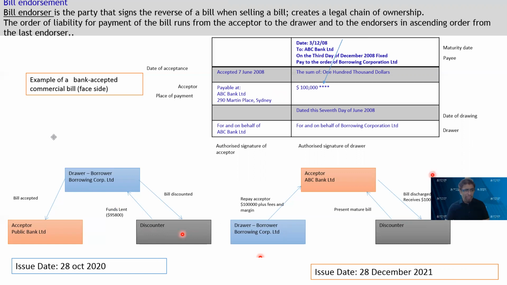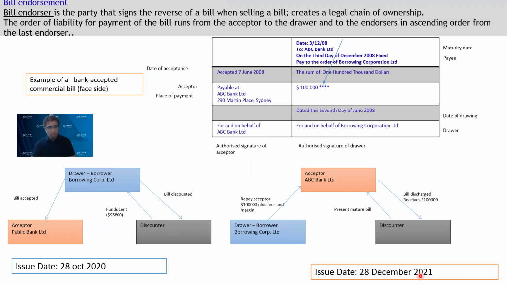Now, what would happen on the 28th of October 2021? The normal practice is that the discounter will provide the bill to the bank. The bank will take from the borrower and pay to the discounter, which means the discounter will go to the bank. The bank will pay him the 100,000, and of course they will receive the 100,000 from the borrower. This is the whole thing. Now we are talking about 100,000. It could be 100 million.